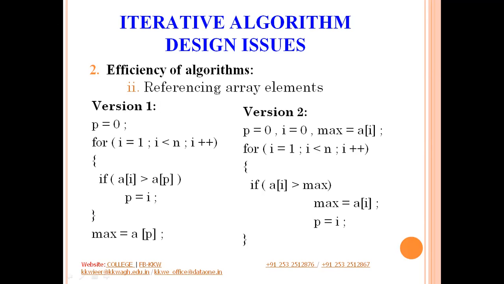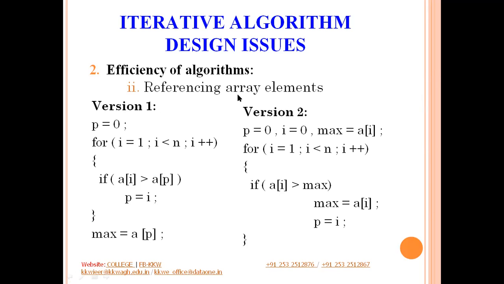If you observe the two versions, which of the two versions is efficient and why? We need a justification for that. I will give you a few moments. Just have a look at the two versions and tell me which of the two versions is efficient and why. In the first version, we are using two array references. In the second version, we are using a single array reference.